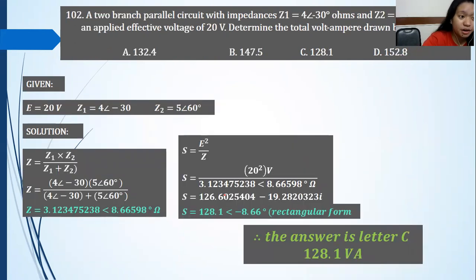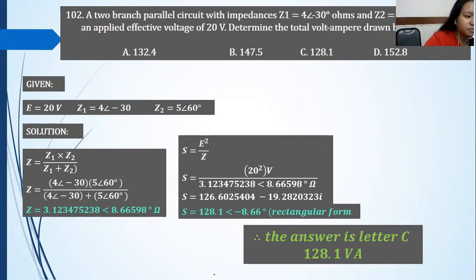So next number is 102. A two-branch parallel circuit with impedances Z1 equal to 4 angle negative 30 degrees ohms, and Z2 is 5 angle 60 degrees ohms, has an applied effective voltage of 20 volts. Determine the total volt ampere drawn by the circuit. We have the choices: A is 132.4, letter B is 147.5, letter C is 128.1, and letter D is 152.8.